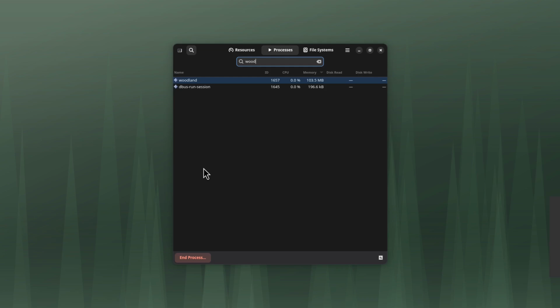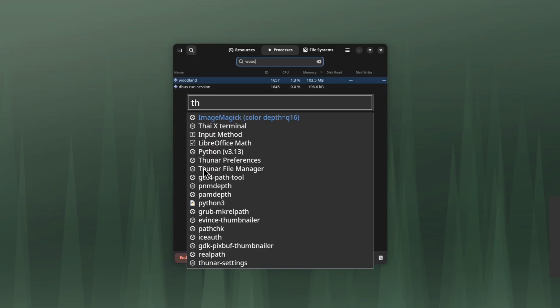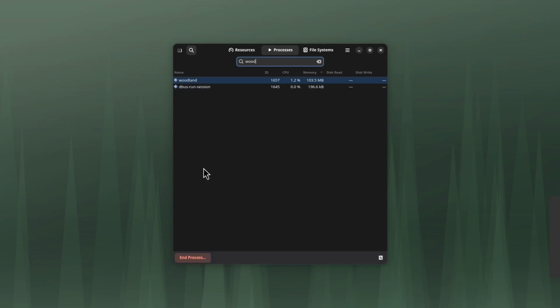For instance, let's take my app launcher. If there is only this amount of items, it will take less memory. If there is a larger amount of items displayed, it will take more memory, and so on.